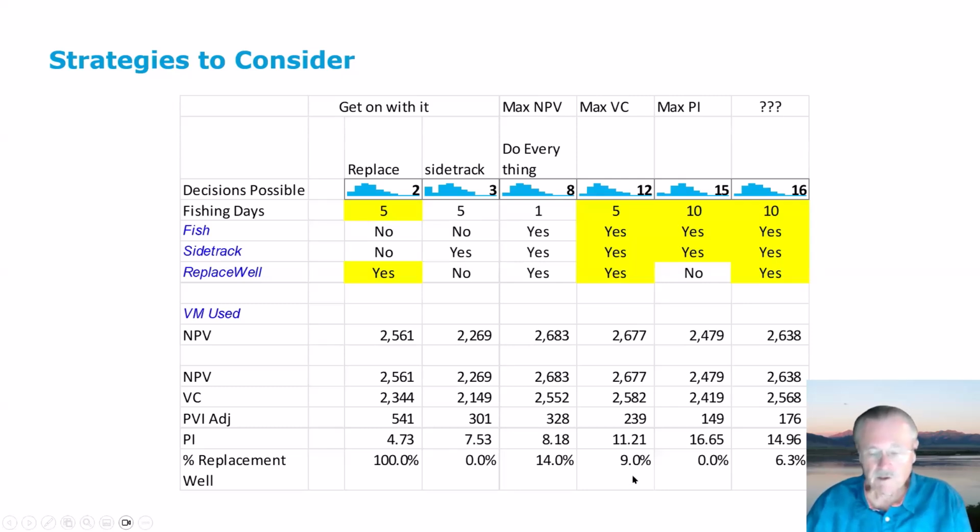Now, as you look at this slide, you may come up with a different answer. Now, I'm not saying that my answer is right, but if I was the decision maker here at this point, I think I would go with 16, as long as I've got the resources to expend on the fishing and the sidetrack and the replacement well if necessary.